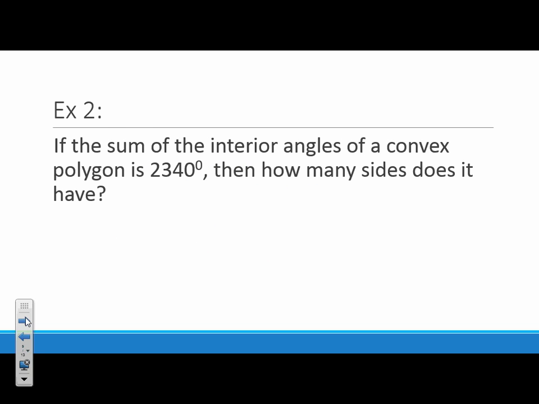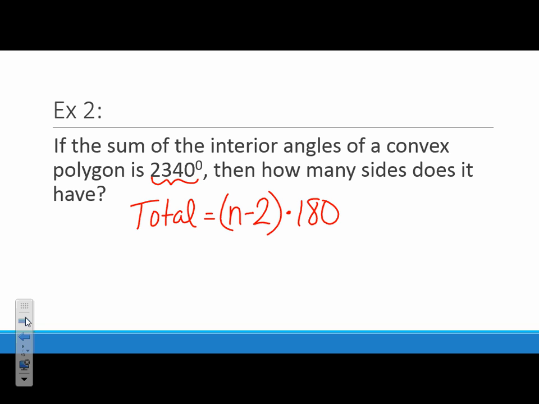Let's do the second example. If the sum of the interior angles of a polygon is 2,340 degrees, then how many sides does it have? So let's use that formula again. The formula says total equals number of sides minus 2 times 180. Well, we know the total this time, you guys. We know it's 2,340 degrees. And I don't know the n.